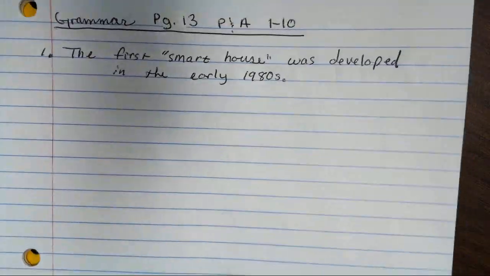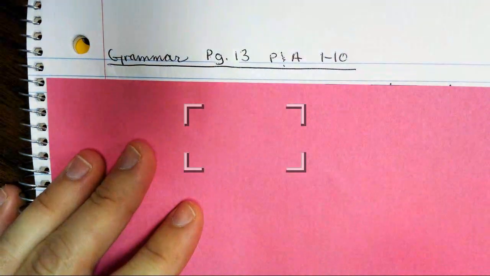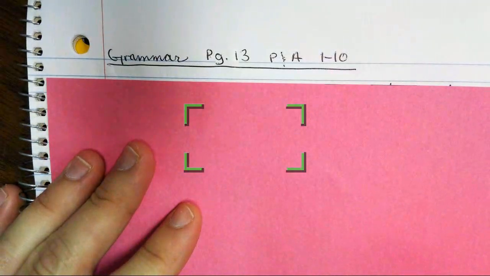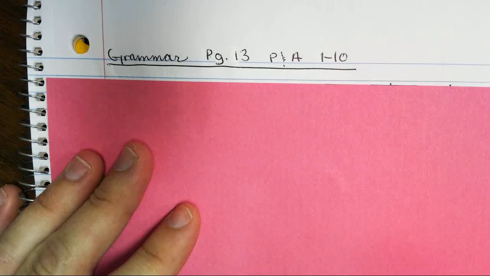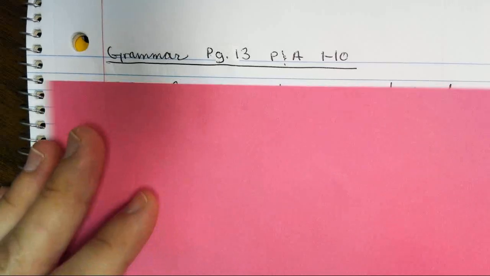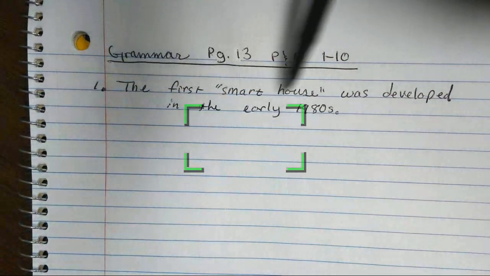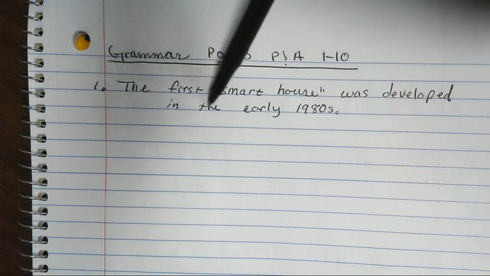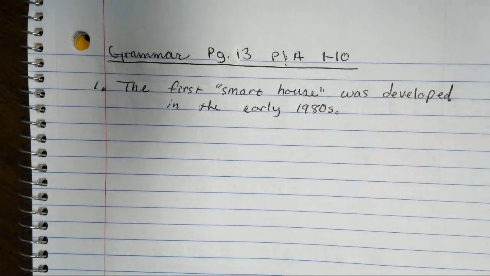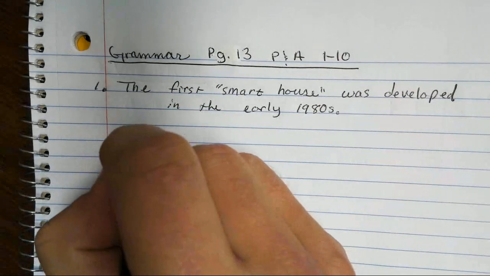So let's go ahead and take a look at your first exercise. So, grammar page 13, practice and apply 1 through 10. You don't need to do number 1, but try to do it along with me. That way you understand how to do it. So here's the first one. The first smart house was developed in the early 1980s. Now, to make sure that you don't lose what you've already learned, I'd like you to, for these exercises, define the simple subject.